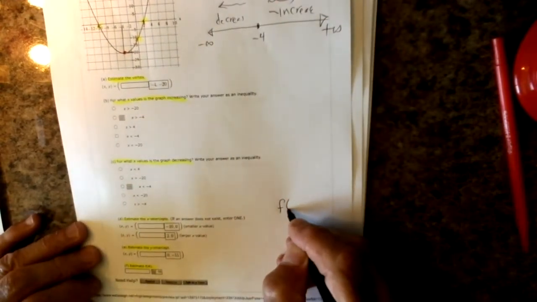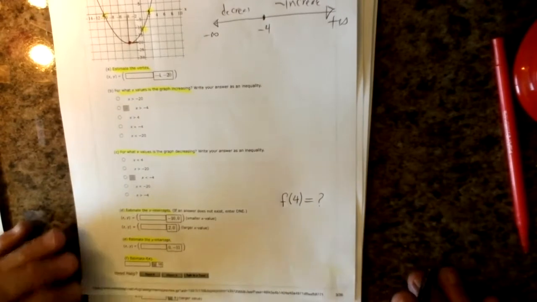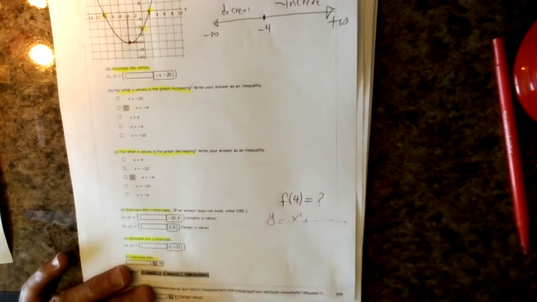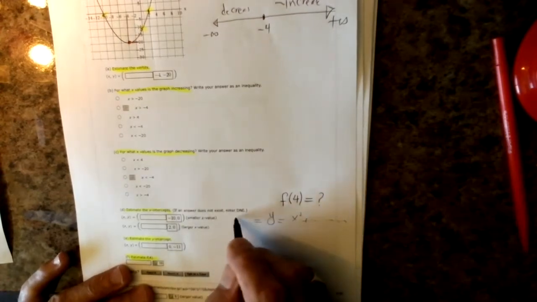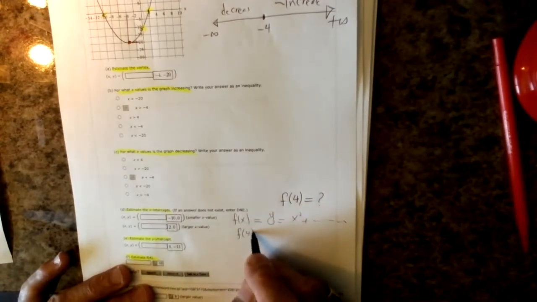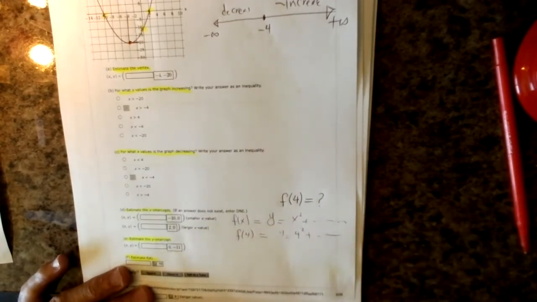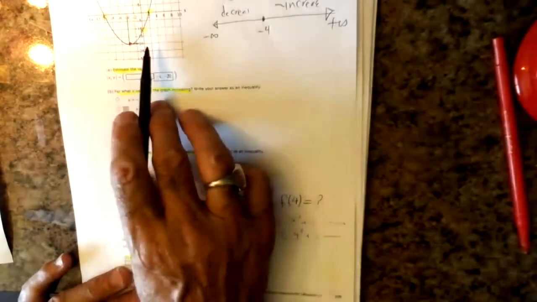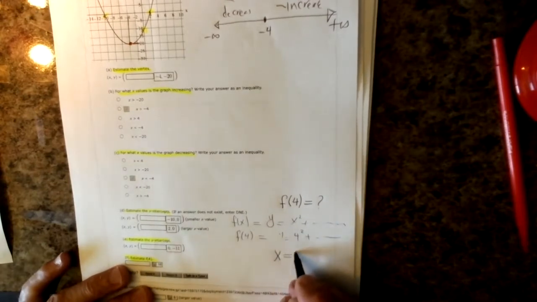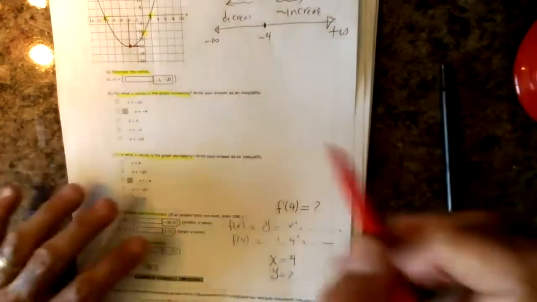Then they ask you to find f of 4. What does that mean, f of 4? F of 4 means, let's say you have an equation. They didn't give it to us, right? And we know that y is always f of x. So when we say f of 4, it means when x is 4, what is the y value? You don't have the equation, but you have the graph. F of 4 means x is 4, find the y value.